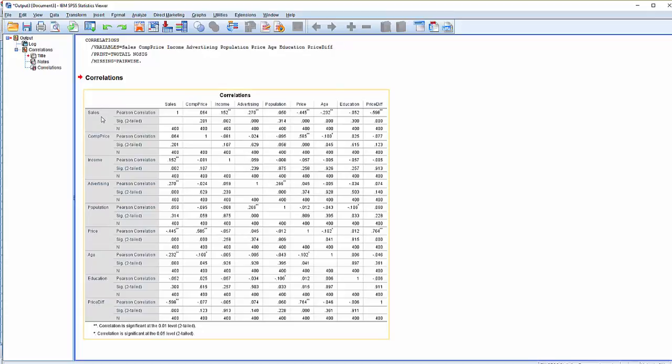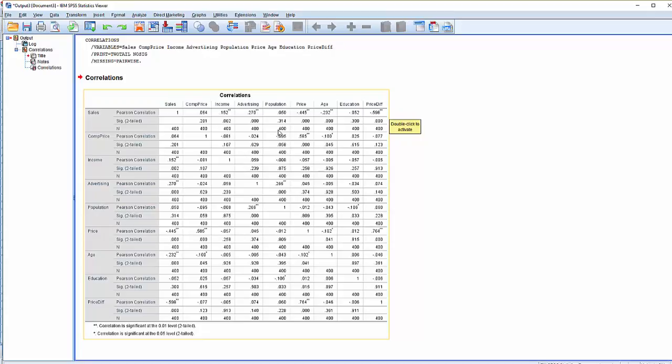Okay, so in the first row, we're looking at sales. Remember, we would like to have things correlated with sales, and it looks like income, advertising, price, age, and price difference all have significant correlations. And so those might be variables we want to include in our model. Looks like education and population maybe would be less important, or less correlated.